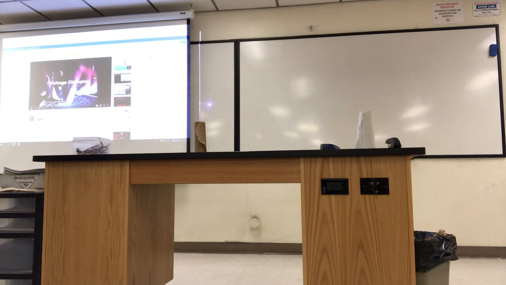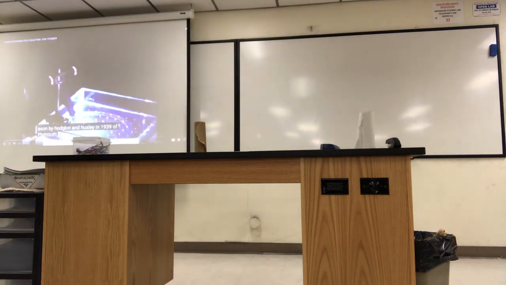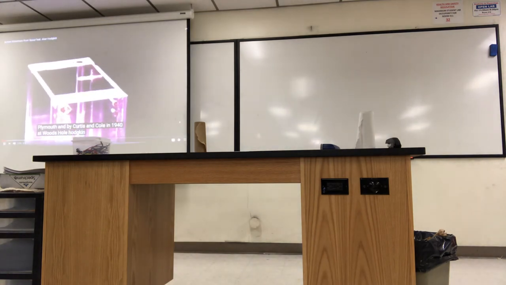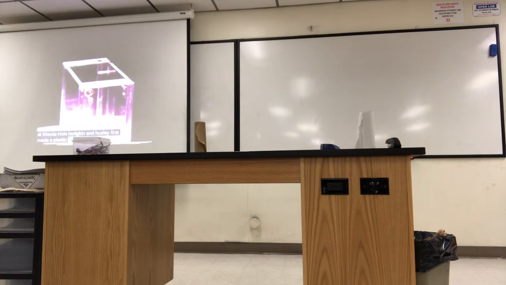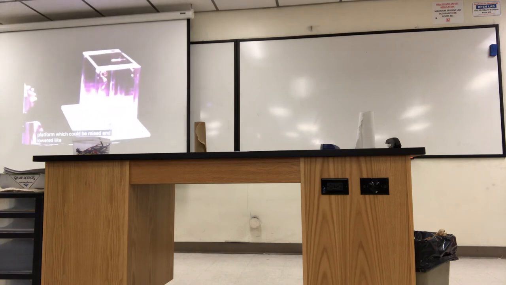An electrode was first placed inside the axon by Hodgkin and Huxley in 1939 at Plymouth, and by Curtis and Cole in 1940 at Woods Hole. Hodgkin and Huxley first made a plastic cell and mounted it on a platform which could be raised and lowered like a lift.